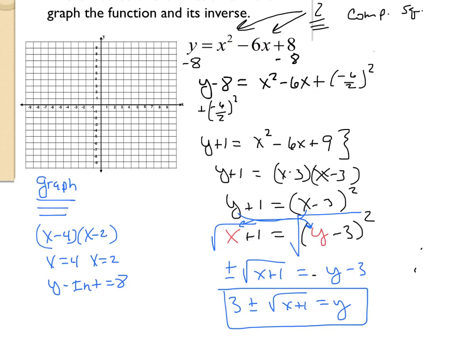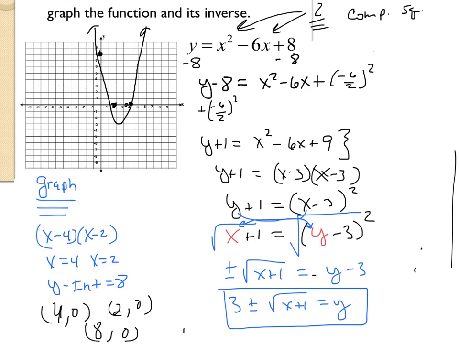I'm going to plot my zeros. So I got a 0 at 4, and I got a 0 at 2, and I got a y-intercept at 8. Opens up. This is just a generic graph. You could use your graphing calculator. But remember, what we did here is we know we have the points 4, 0, and 2, 0, and 0, 8. So I can just flip all of those, and that's going to give me my new graph.